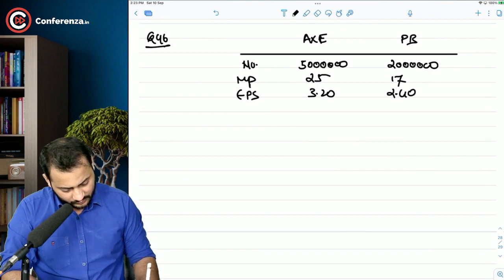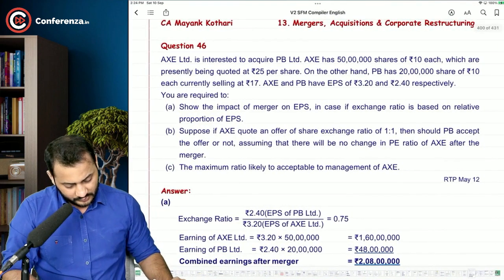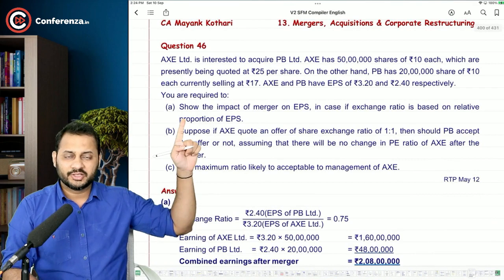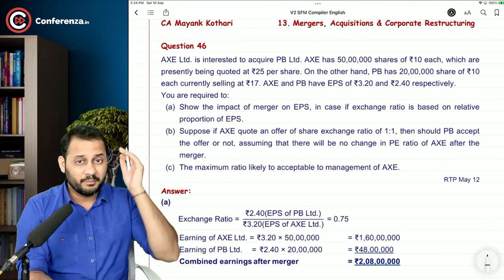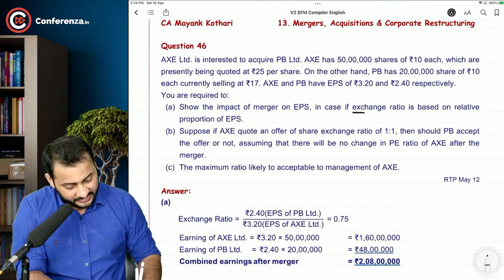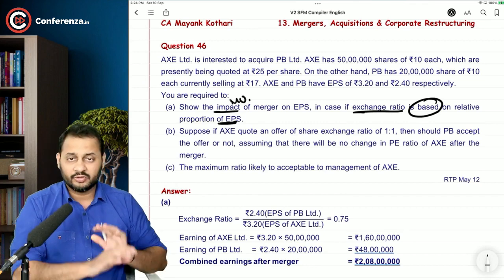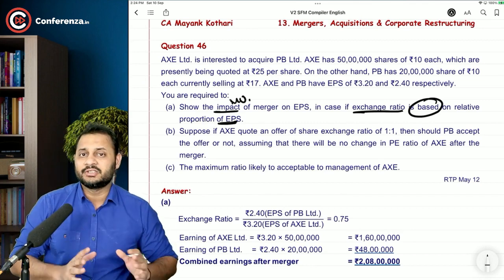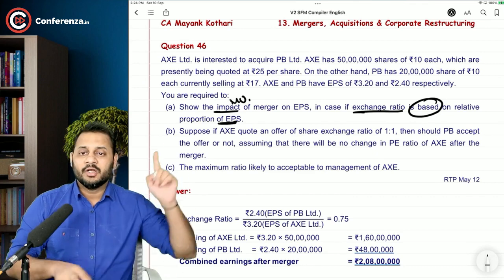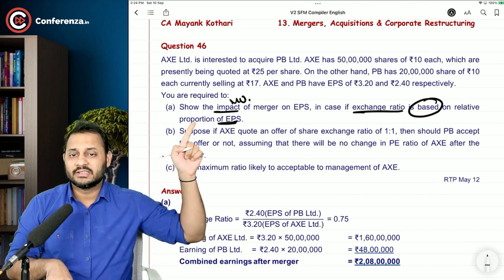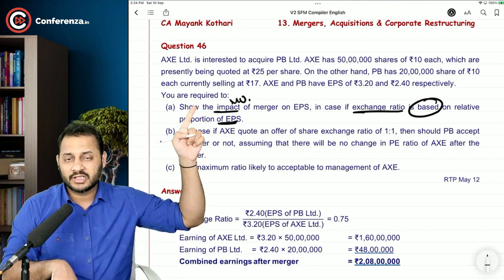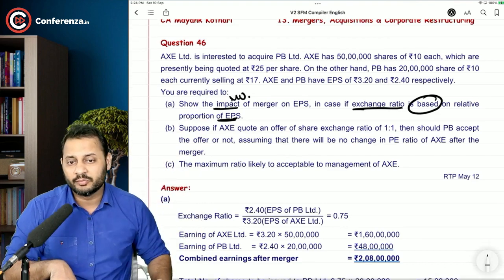and 2.40. Show the impact of merger on EPS in case if the exchange ratio is based on the relative proportion of EPS. Please understand, if the exchange ratio is based on the EPS, there is no impact on the EPS of both the companies. Zero impact, because you had made sure in the beginning itself that we are going to keep the EPS after merger as equal to the before merger values.